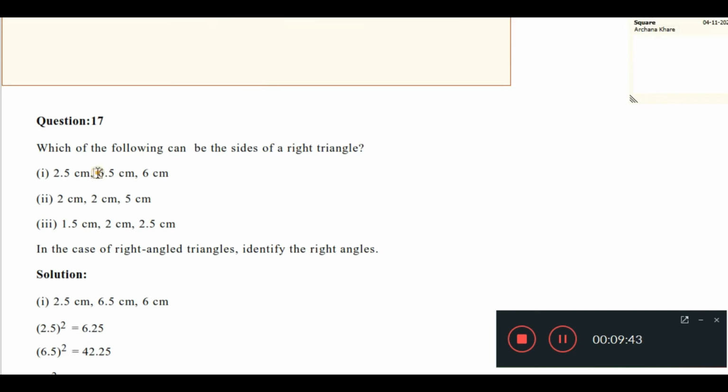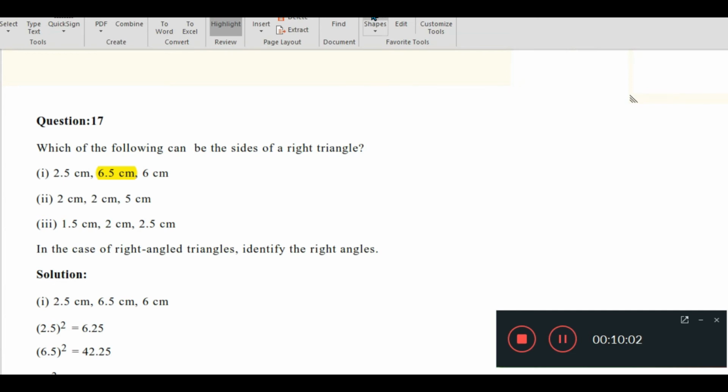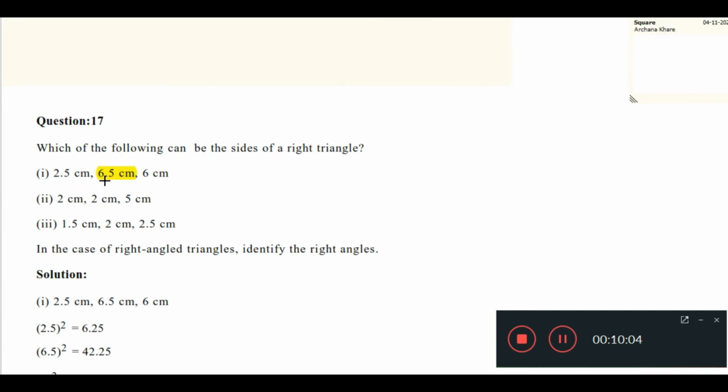So we can see that this is the longest side, so you will take it as the hypotenuse. So the square of 6.5 centimeter should be equal to the sum of the squares of 2.5 centimeter and 6 centimeter.